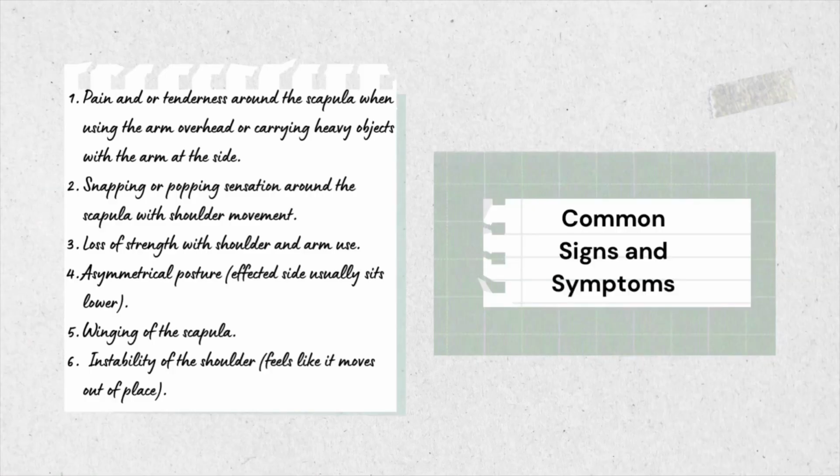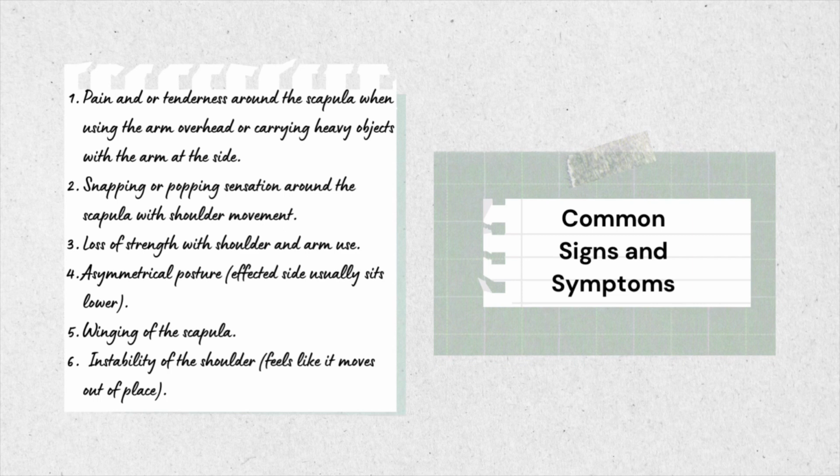Asymmetrical posture will be seen in the patient. Usually the affected side will sit lower than the unaffected side. Winging of the scapula is also a common sign seen in patients with scapular dysfunctions. Instability of the shoulder will be there in patients. The patient will tell you that it seems like their scapula is popping out.